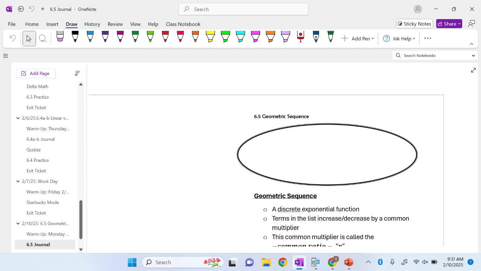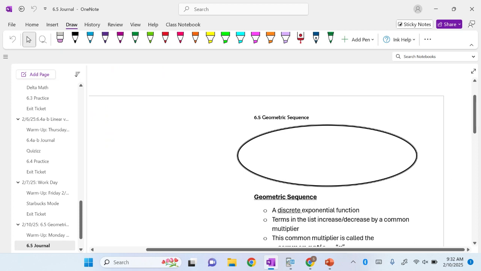Now, arithmetic, we could write rules for in the form of linear equations. If you guessed this whole unit's on exponential, for geometric we can write exponential functions to represent those sequences. Go ahead and take out that journal, and we'll get started.